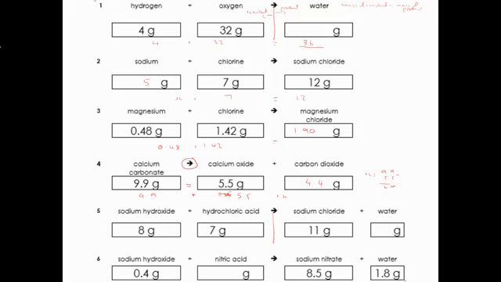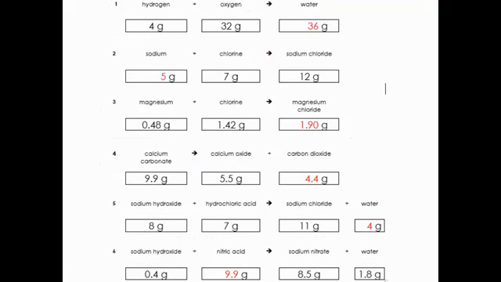And my arrow's here, so 8 plus 7 equals 11 plus x. So x is going to be 15 minus 11, it's going to be 4. And then 0.4 plus x equals 8.5 plus 1.8. So 8.5 plus 1.8 is going to be 10.3. So it's going to be 10.3 minus 0.4 equals 9.9. Let's just make sure that decimal point's right. Let's just check we've got those right.